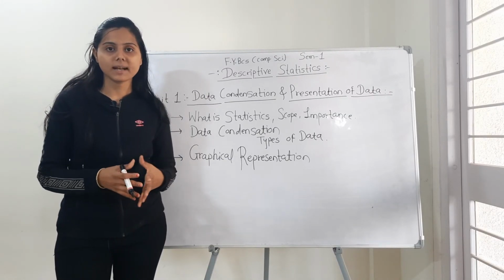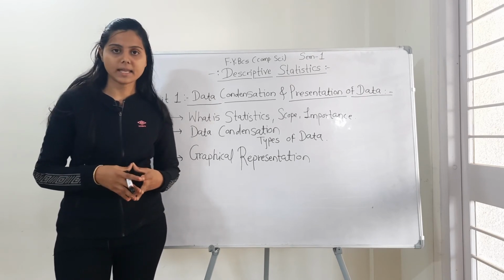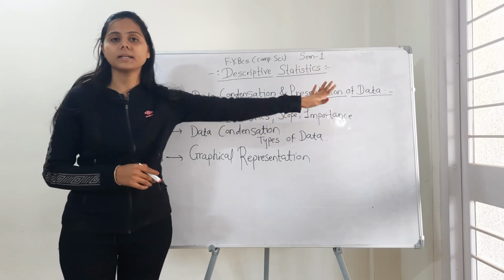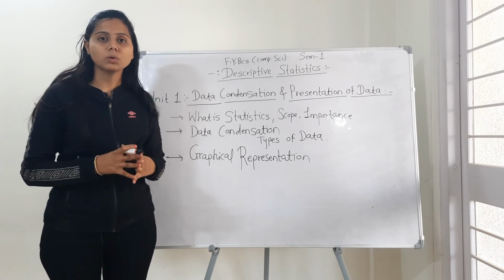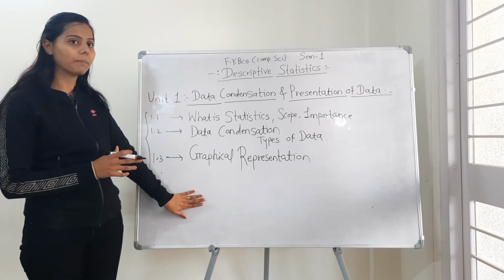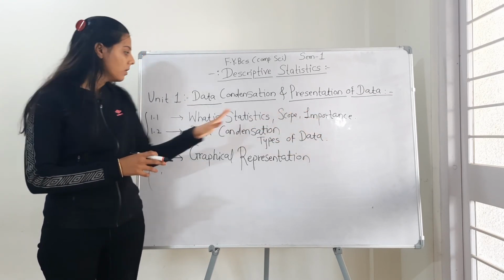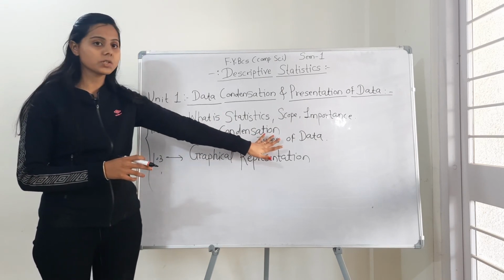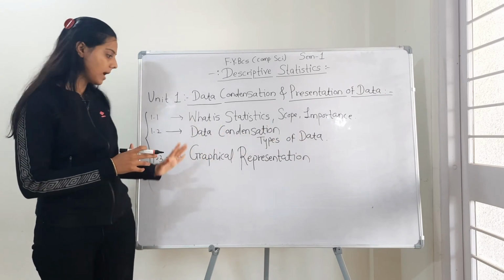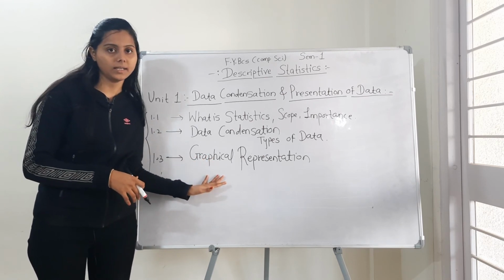So in today's class, we have completed the first unit of descriptive statistics, and that unit name is data condensation and presentation of statistical data. So basically we have covered these 3 topics. What are those topics? What is statistics, what is its scope and importance, what is data condensation and what are the different types of data available in statistics, and what are the different methods for representing the data.